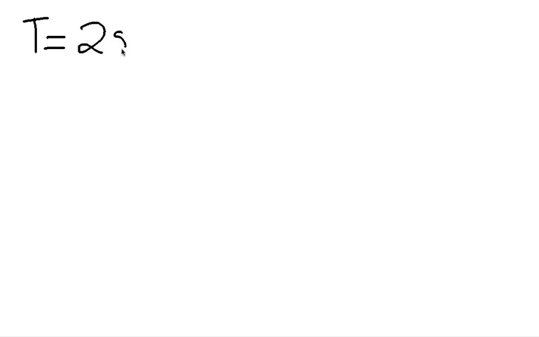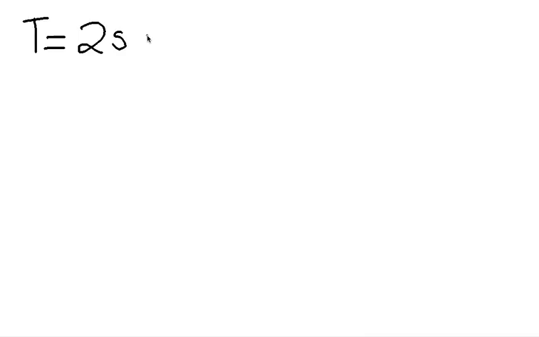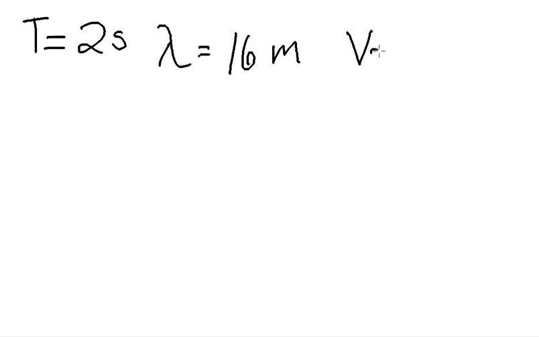Technically, that would be 2 seconds per cycle. And it has a wavelength of, let's go with 16 meters. So we need to find the velocity of the moving wave, which causes the medium's disturbance. So we want to know what the velocity is.